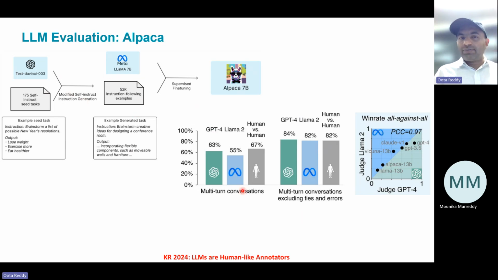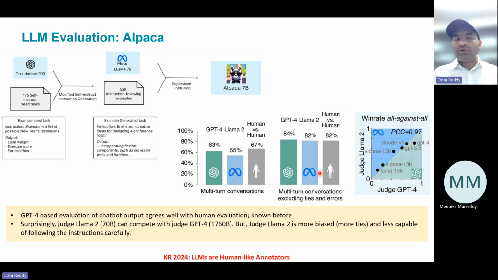If you look at multi-turn conversations, GPT-4 reaches 63%, LLaMa is 55, whereas human versus human is 67. Overall, in multi-turn conversations, GPT-4 is closer to the human level agreement. Even on multi-turn conversations excluding ties and errors, GPT-4 is closer to human level performance. Overall, GPT-4's evaluation of chatbots agrees with human evaluation, and surprisingly, LLaMa 2 can compete with the GPT-4 judge, but LLaMa 2 is more biased and less capable of following instructions carefully.